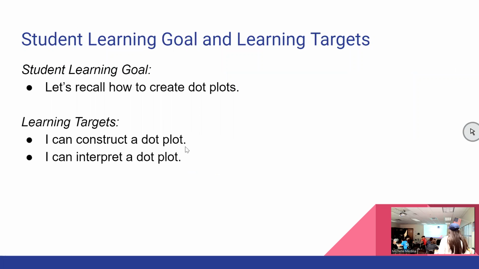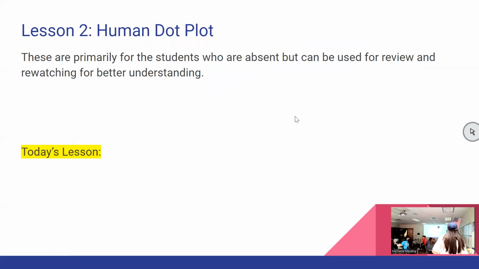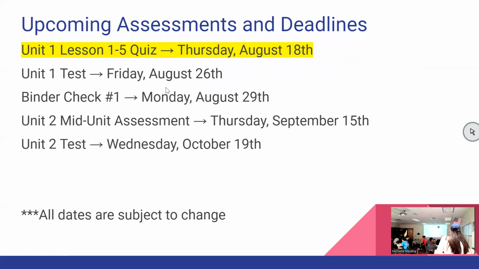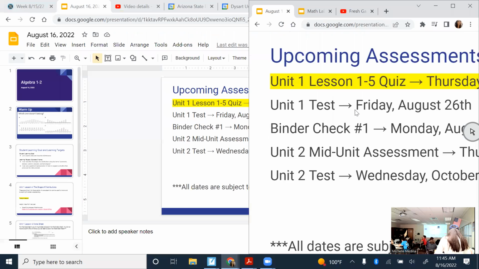Now let's recall how to create dot plots. If by the end of today you can construct a dot plot and interpret a dot plot, then you will have met the requirement. I will also record that, and I'll record it separately. And then friendly reminder, in algebra, you have a quiz over lessons 1 through 5. So make sure that we're getting caught up in Schoology. If we were absent, review anything that we may have missed. It's all in there. That will be Thursday, your first quiz in algebra.